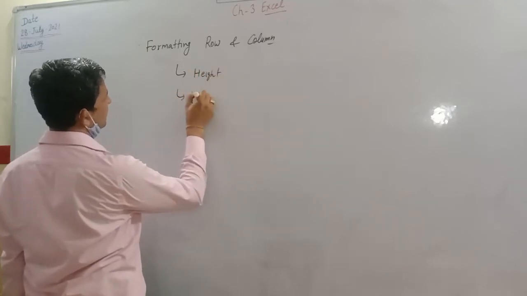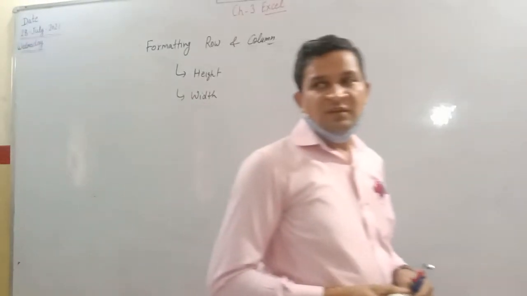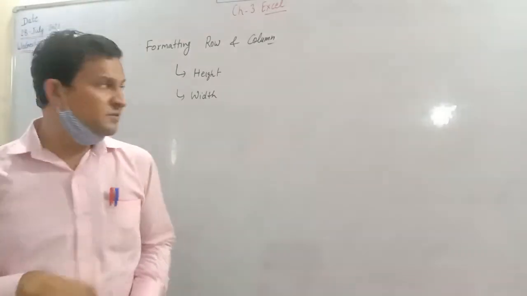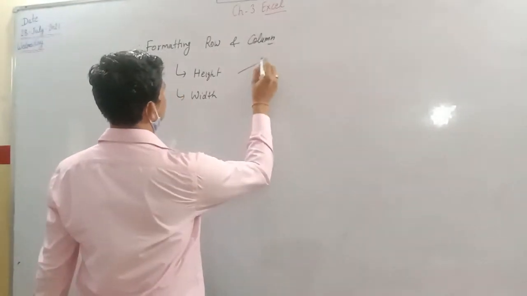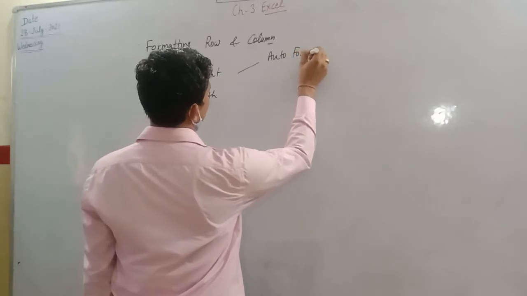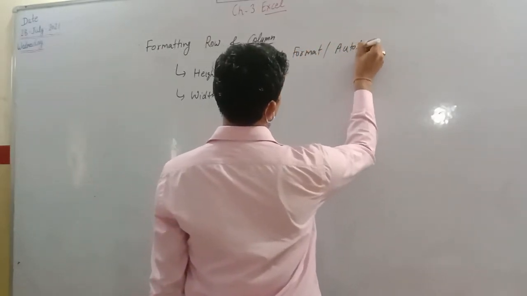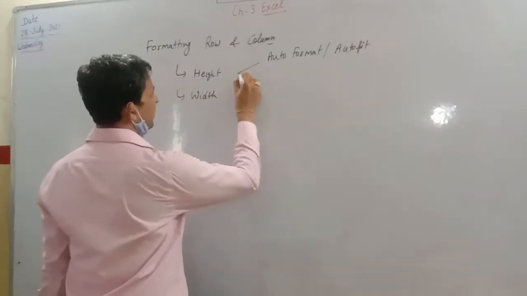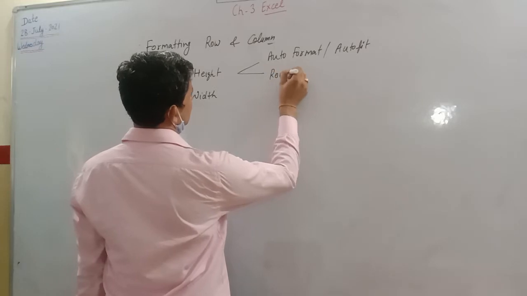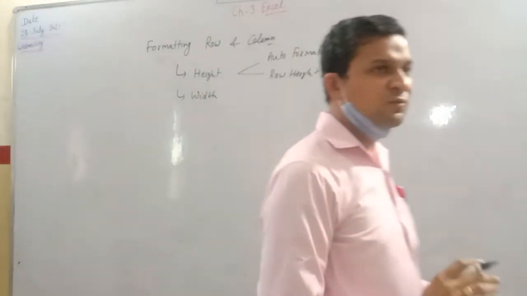Height and width. Height and width contain two options. The first option is auto format, or auto fit, we can say auto fit, and the second is row height, if you want to give a specific value.